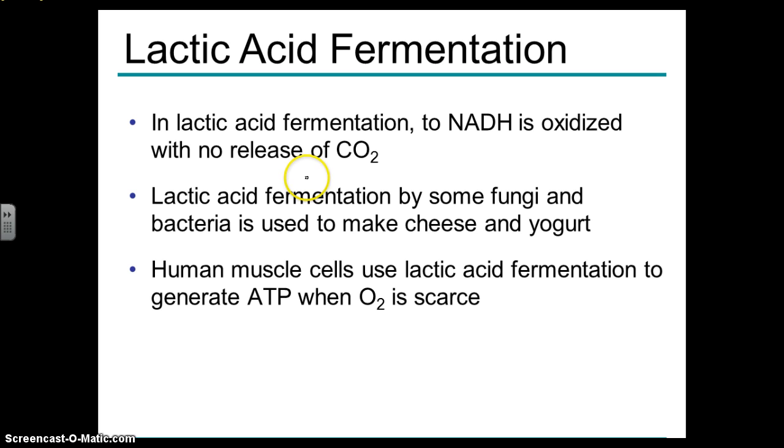Lactic acid is an acid. It's kind of tart, so it's also used by some fungi and bacteria to make cheese and yogurt. It gives yogurt that tart taste. Human muscle cells, when they're low on O2, sometimes you'll develop cramps. When muscle cells are low on oxygen, they'll do lactic acid fermentation or anaerobic respiration. Those two mean the same thing.